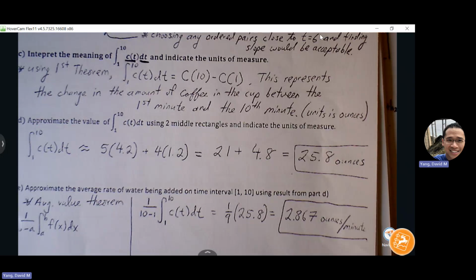And the reason why we're talking about the average rate of water being added: the 25.8 is in terms of ounces, but then we're still dividing by time here. So we're back to ounces per minute. Even though the integral is indicated here, dividing is changing the units again. Not squared though.